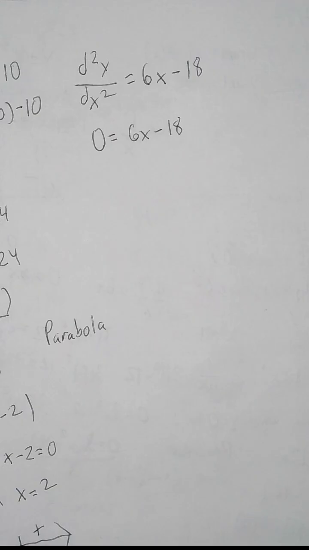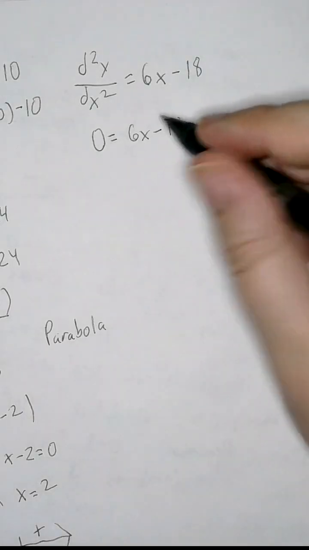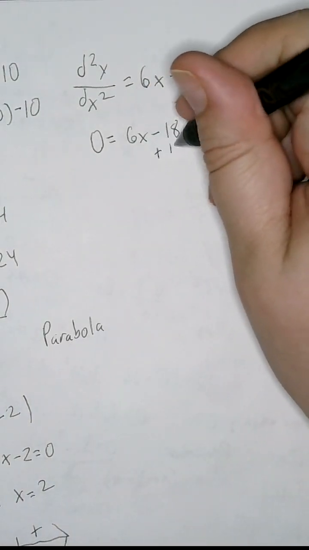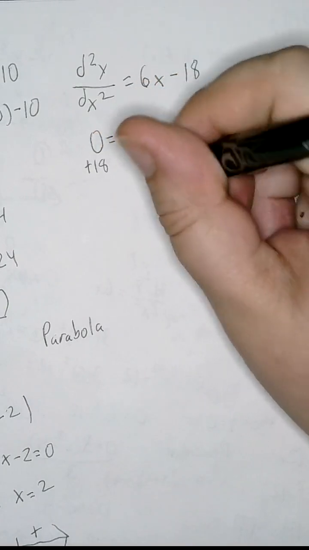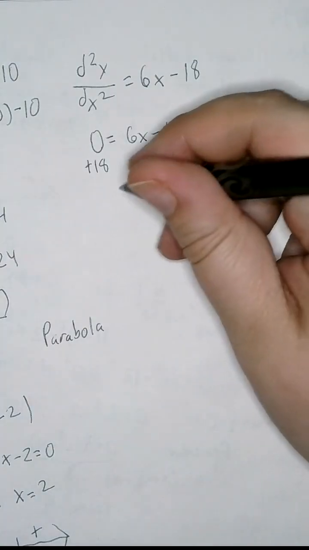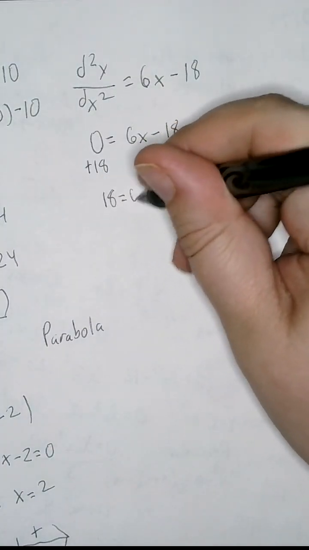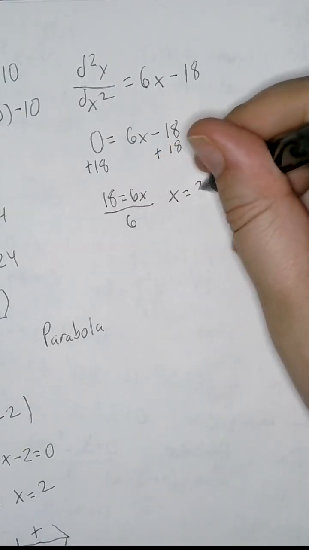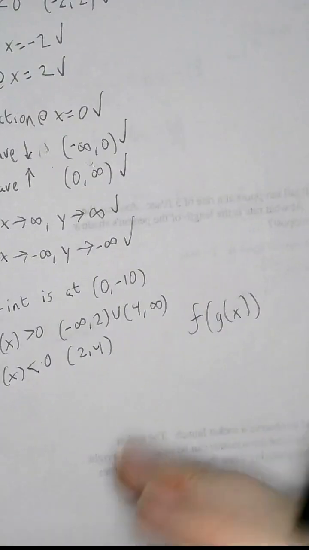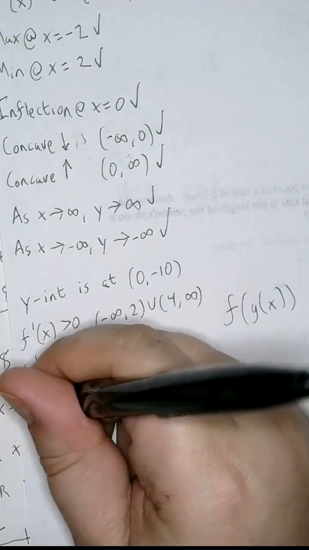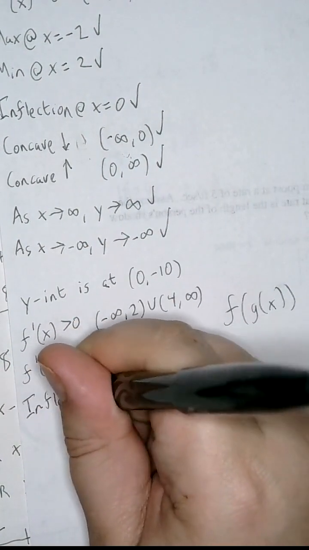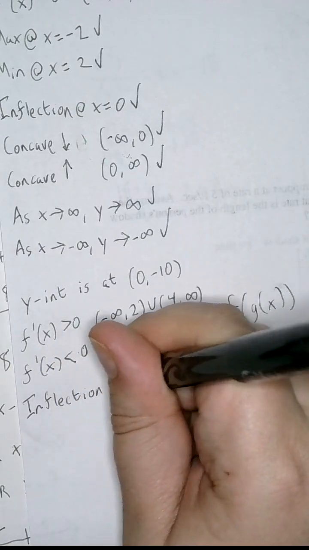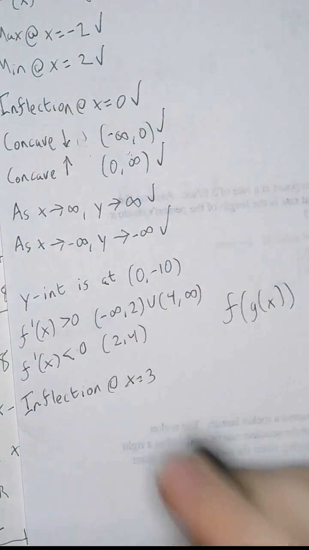Julia says 3. Connor says 3. Yeah. Why is it 3? If I add 18 to both sides, so I have 18 equals 6x. Divide both sides by 6. So x is equal to 3. So that is my point of inflection. So let's write it down. Inflection at x equals 3.